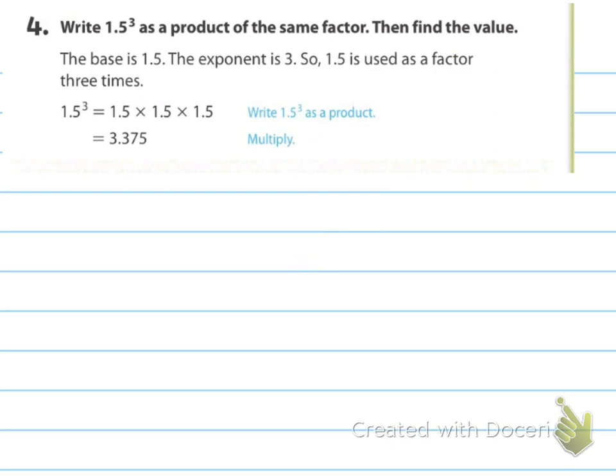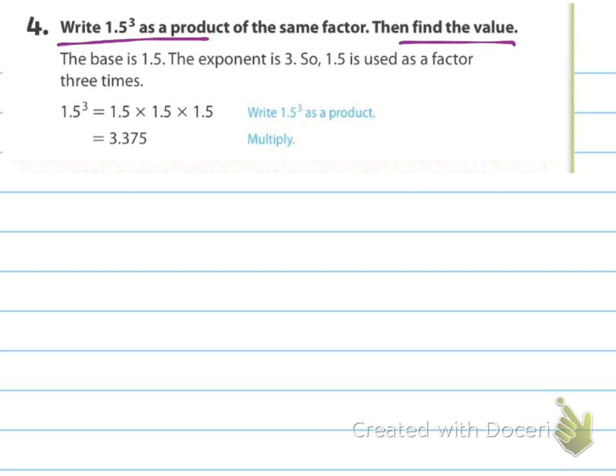Let's look at another example. Write 1.5 to the third power, or cubed, as a product of the same factor, and then find the value. So we're writing it out, and then we're finding the value. Now, we have to figure out which is the base and which is the exponent.